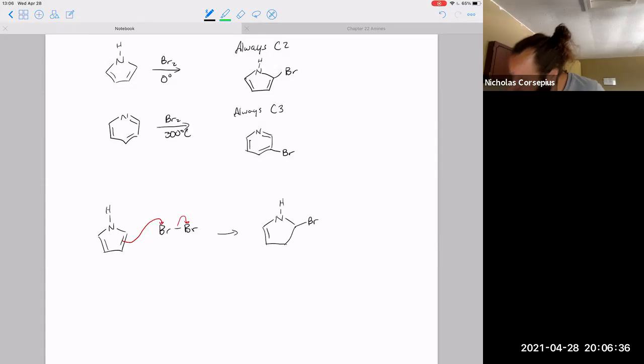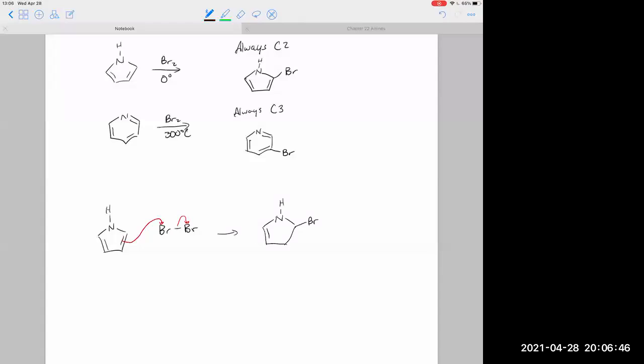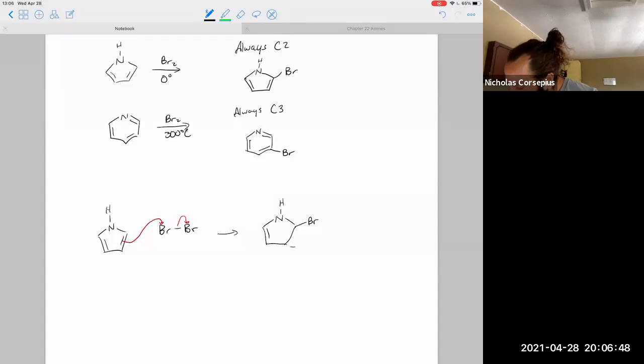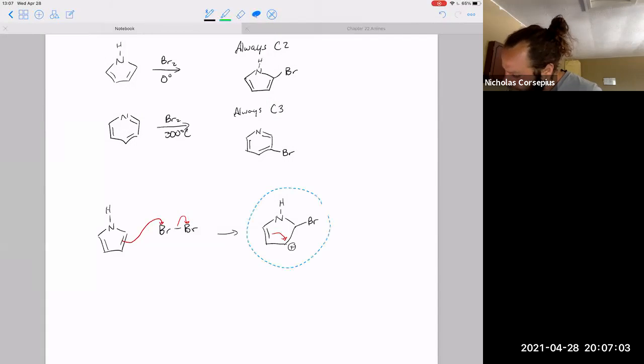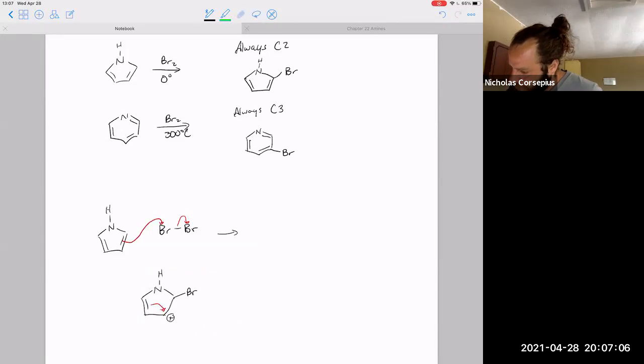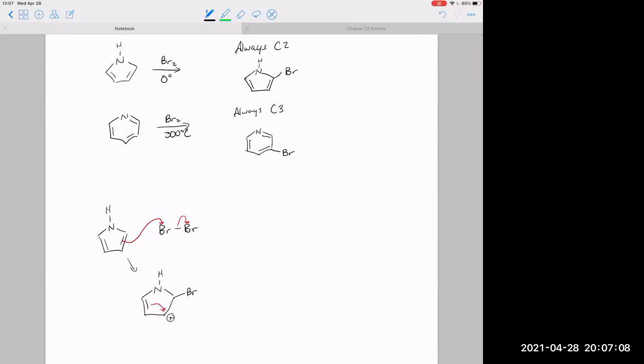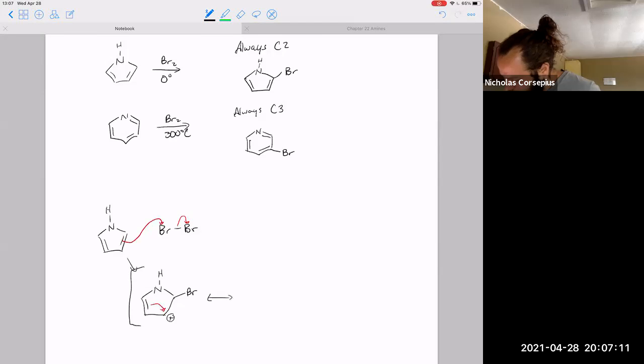where is the positive charge going to form? On the C3. Yeah, exactly. So when you add to one carbon, the positive charge is going to go on its next door neighbor. So this is going to be resonance stabilized, so we can draw all these different resonance contributors. I'm going to move this down so we have enough room.